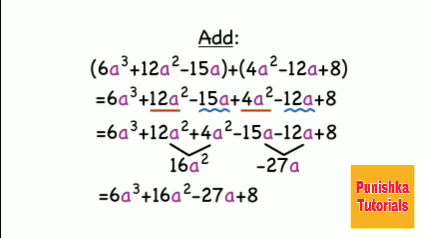You can also use brackets to avoid mistakes during addition of polynomials, or the terms which involve a plus or minus sign or different signs. Then the third step is you have to add all the like terms together. In this way you will get the required sum.